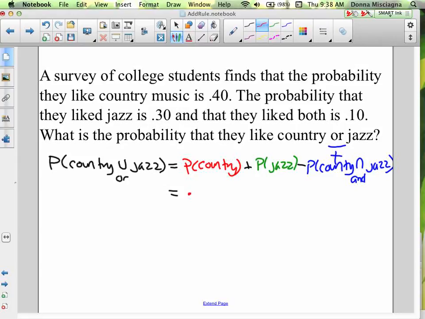All right, so 0.4. How about the probability they liked jazz? 0.3. And then we're going to subtract the probability they liked both, 0.1. So our probability here is going to be 0.4 plus 0.3 will be 0.7, minus 0.1 is going to be 0.6. This is in your notes, remember, on the third page. Let's just draw a Venn diagram to see what this looks like, because this will help us later on when we're looking at Venn diagrams.